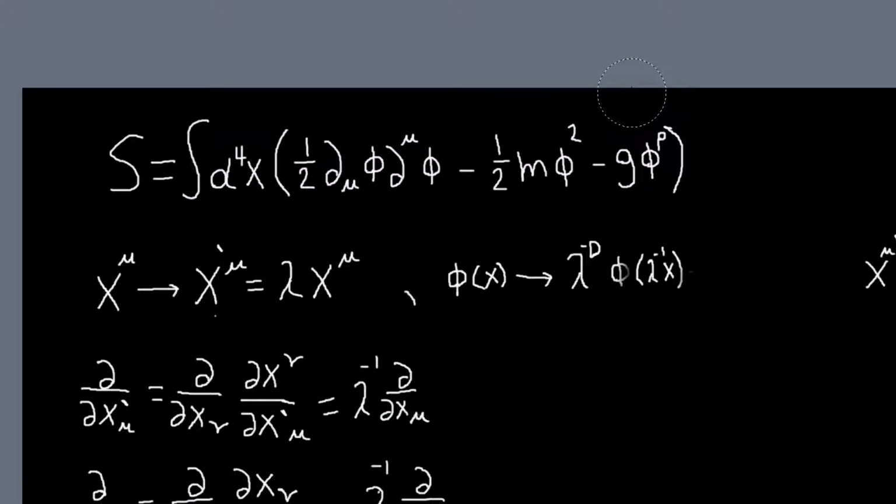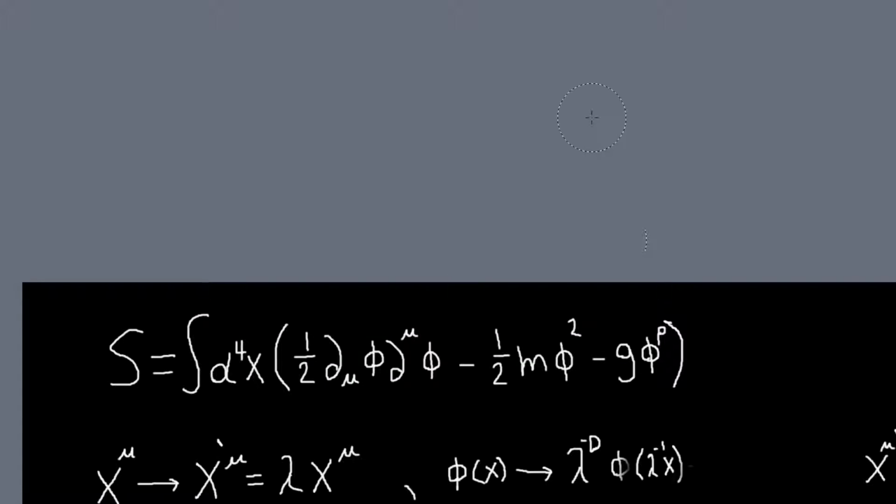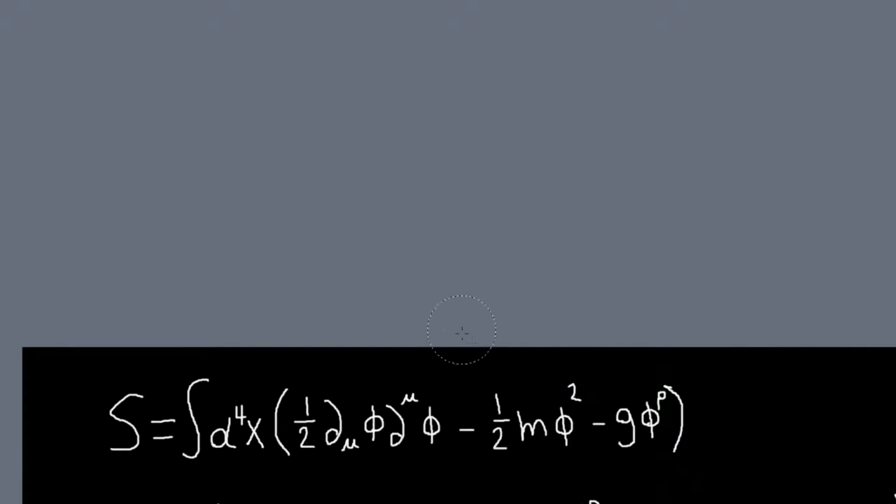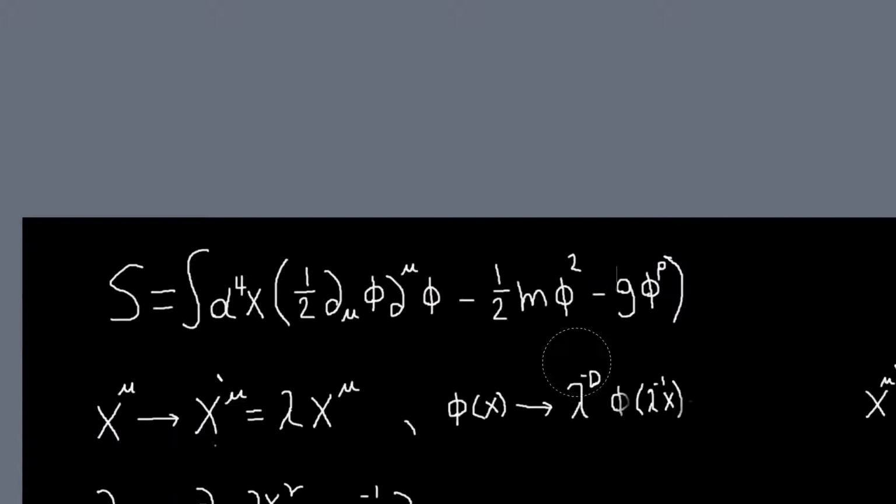Hello, so this is the last problem from the first problem set of David Tong's lecture notes. It deals with this action here, and we're doing these scale transformations. So we scale our coordinates by lambda and our fields by lambda to the minus d.